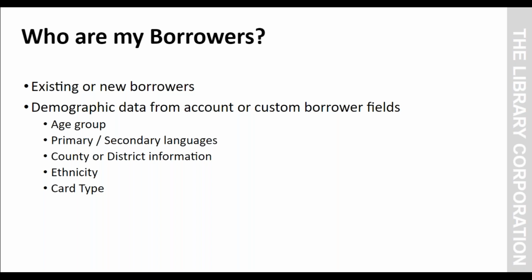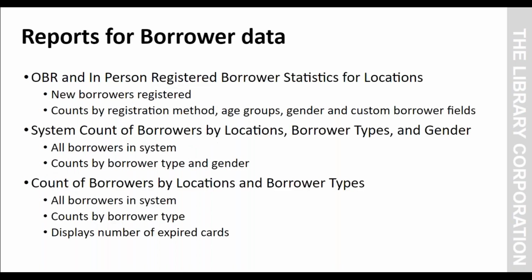Some of the things that we can pull for reports can be based off of the age group, the card type, or gender information, but there could be other things customized to you that we can do through borrower fields, like if they're part of a particular group, like a board member, or a particular ethnicity, or if they speak a secondary language that you want to grow your collection for.